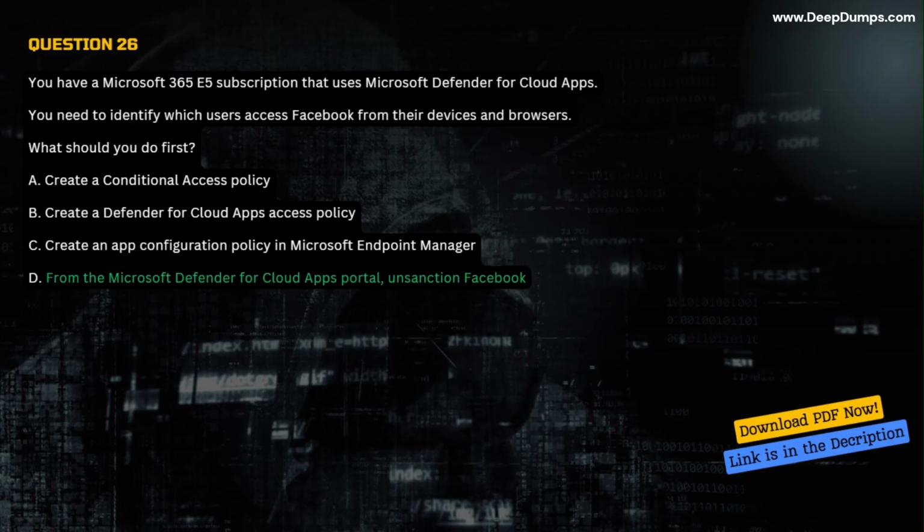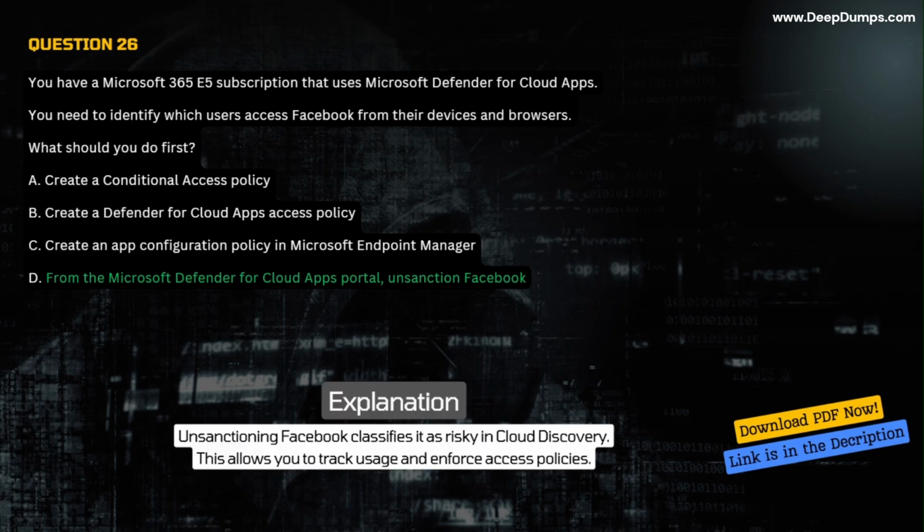Correct answer D. From the Microsoft Defender for Cloud Apps portal, unsanction Facebook. Explanation. Unsanctioning Facebook classifies it as risky in cloud discovery. This allows you to track usage and enforce access policies.